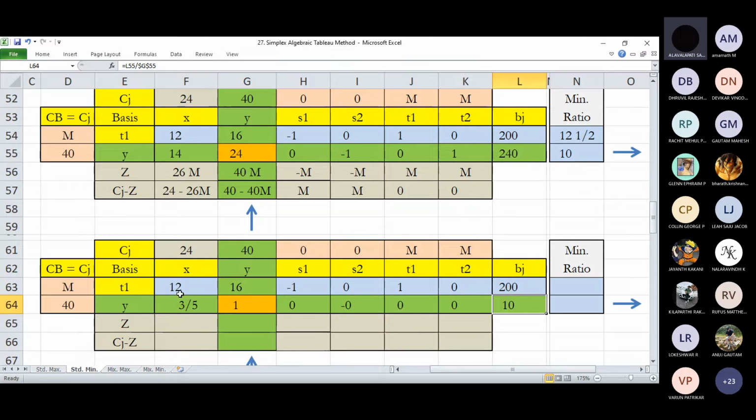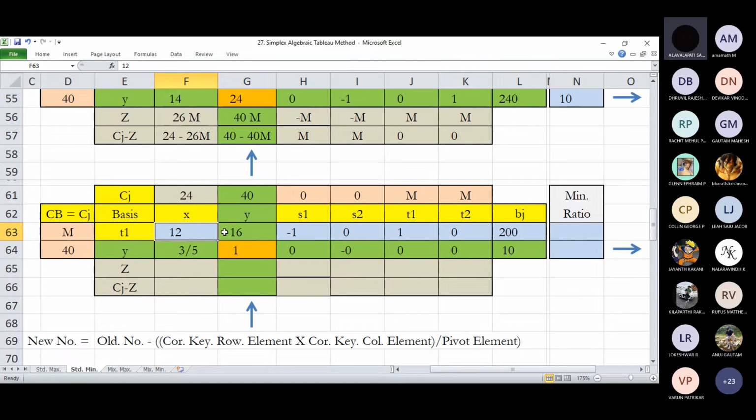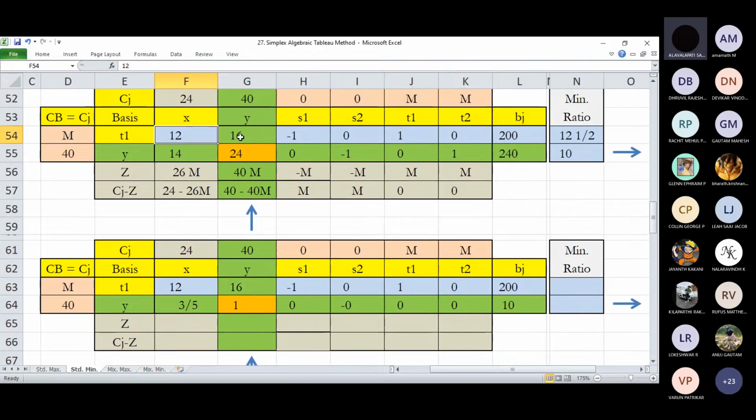And I repeat, all the elements of the key row will be divided by the pivot element, so we make the pivot 1. And we also make the other elements in the key column become 0. So instead of doing elementary row operations, like in the matrix method, we will generally be using a formula: new number equals the old number minus the corresponding element in the key column multiplied by the corresponding element in the key row, divided by the pivot element.